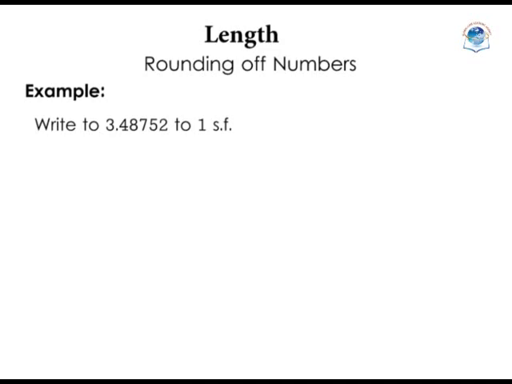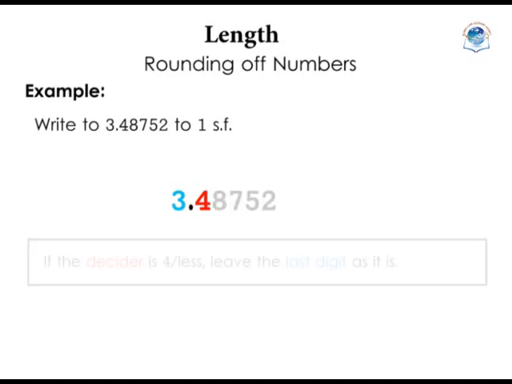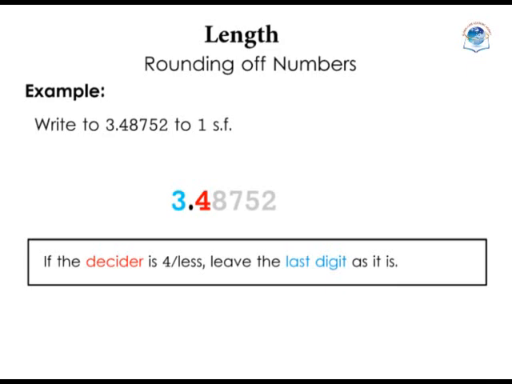Write 3.48752 to one significant figure. We count significant figures from left to right. So the first significant figure is 3, and we only want one significant figure. So this is also the last digit. The decider is 4, and we can ignore everything else to the right. The decider is less than 5, and so we don't round up. Our answer is 3.